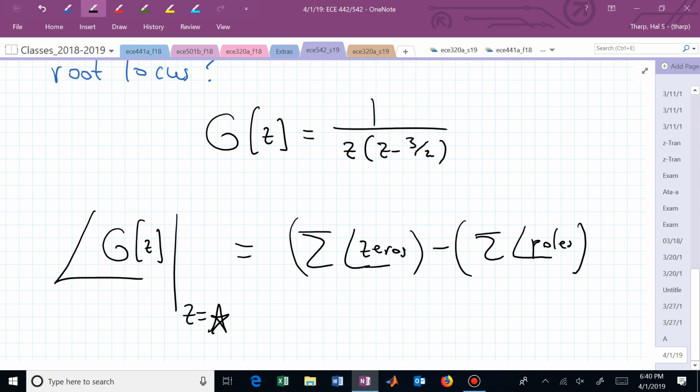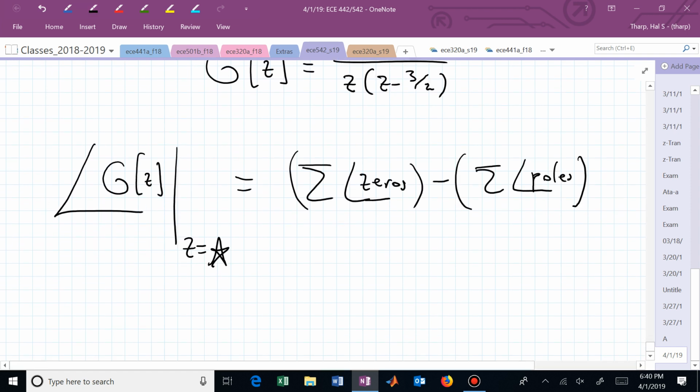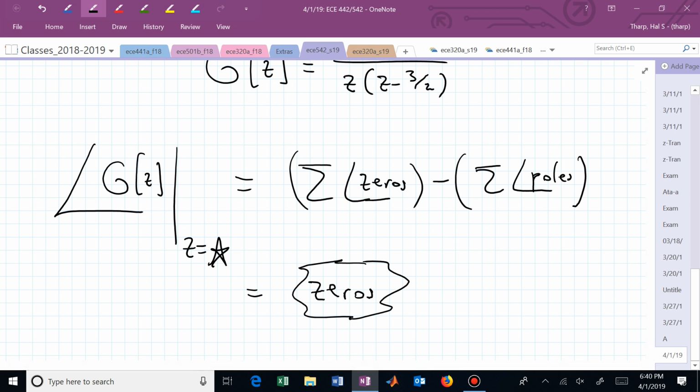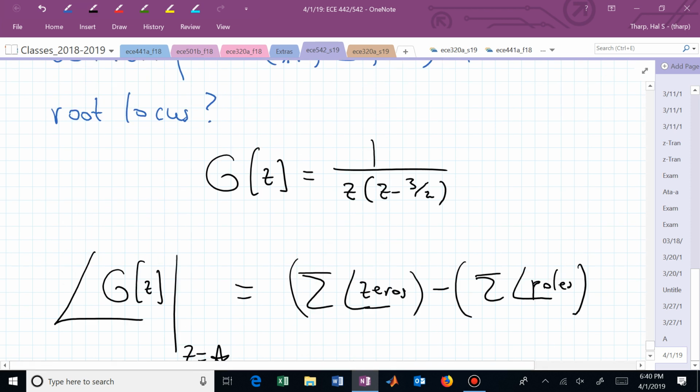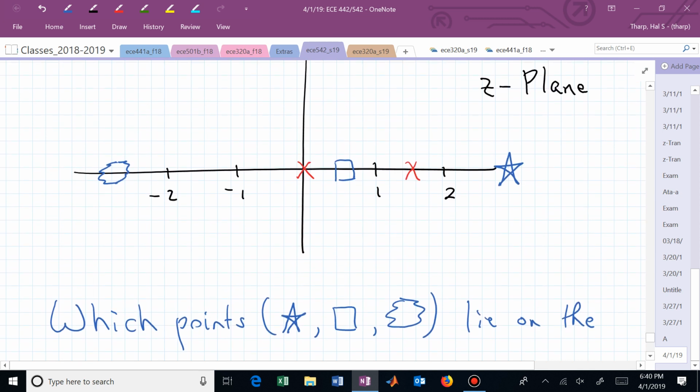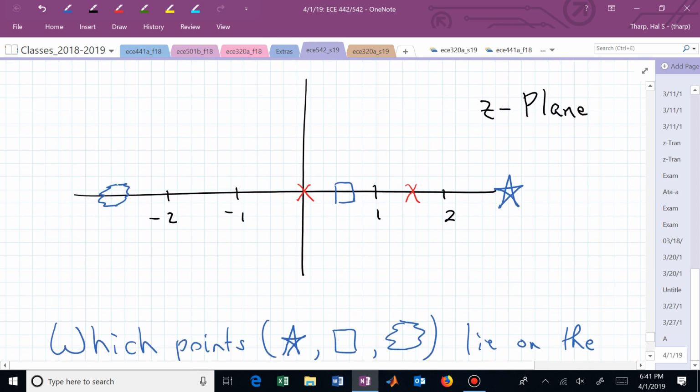We just said that we have no zeros in this G of Z. So here we could say the contribution of the zeros is really nothing. I'm just going to leave a placeholder so that you know they're there. Now we want to look at the angle associated with the pole at each of these locations. Suppose you're standing on the pole at 3/2 and you're looking towards the star.